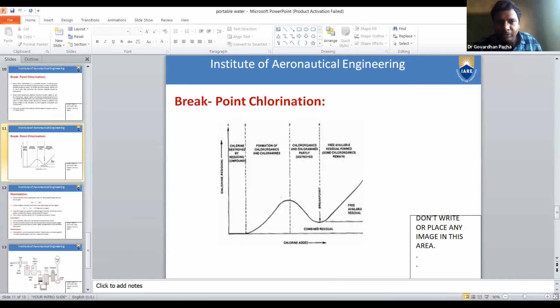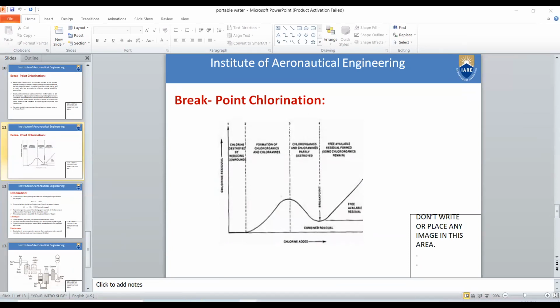Okay, amma, is the breakpoint chlorination diagram visible to all of you? Yes, sir. Okay, amma. This breakpoint chlorination graph is between residual chlorine and chlorine added, and it contains a total of 4 parts. Between 1 and 2, the chlorine is destroyed by reducing compounds. Between 2 and 3, we observe the formation of chloroorganics and chloramines. Between 3 and 4, the chloroorganics and chloramines are destroyed. After the 4th point, we observe residual chlorine.